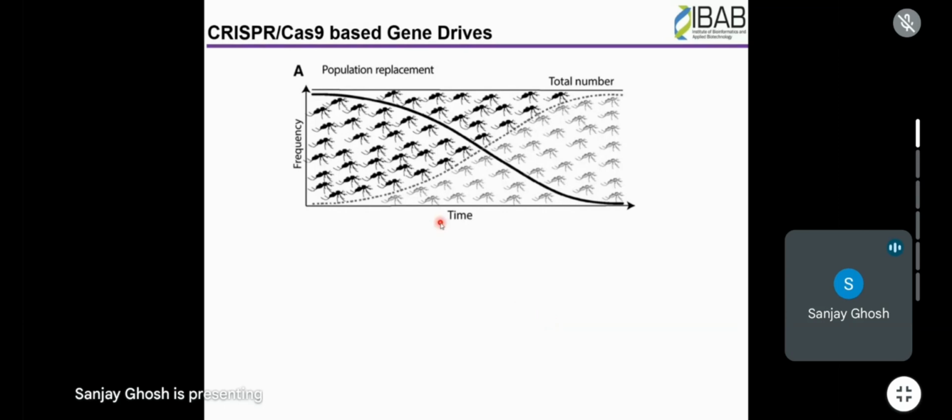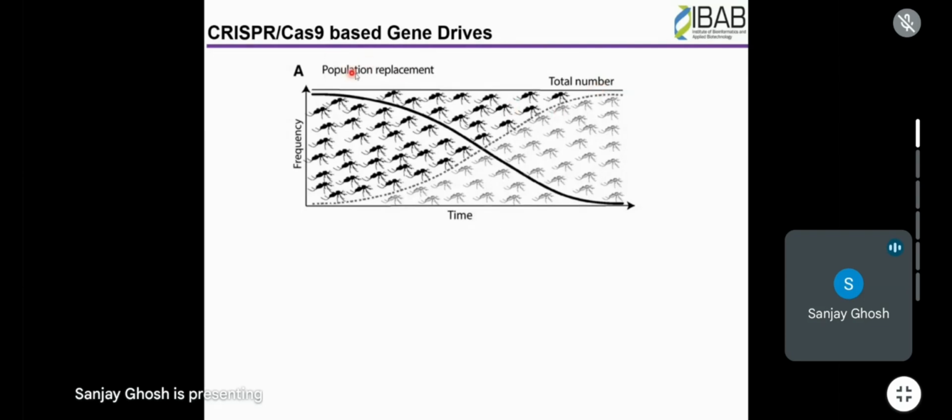We know there are a lot of diseases caused by mosquitoes, right? Malaria, dengue, and all those kinds of things. So vector-borne diseases. So one idea is, can we introduce one mosquito which will go and mate with the wild type population, and with time the wild type population will crash and the mutant population will pick up, right?